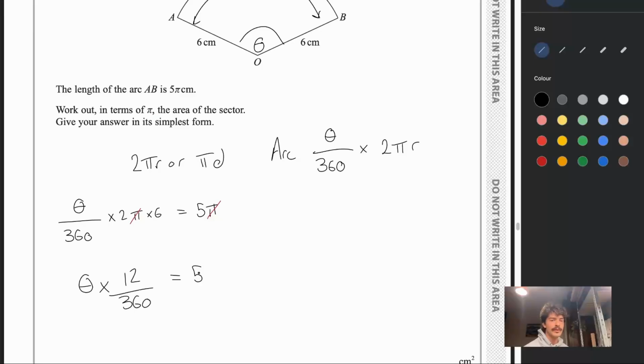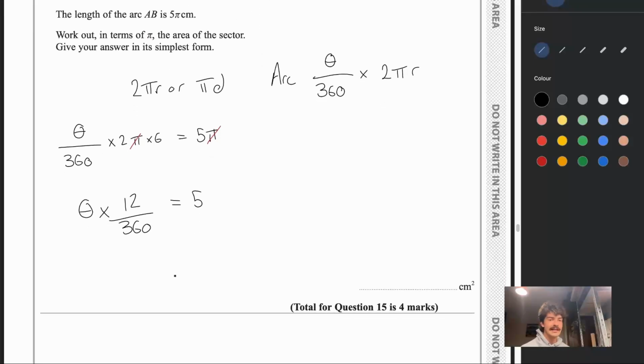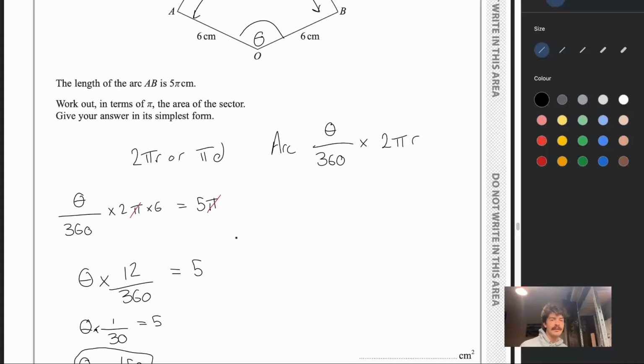Now, through that little bit of rearranging there, note that 2 times 6 has given us 12. We're in an excellent position now to figure out what value we've got here, which is in fact 30. So we end up with theta 12 over 360 is going to give us 1 over 30 equals 5. So theta's still multiplying by this thing. And that means that our theta ends up being, well, 30 multiplied by 5, which is 150 degrees. Okay. So we're only part way through this question, but now we have theta.